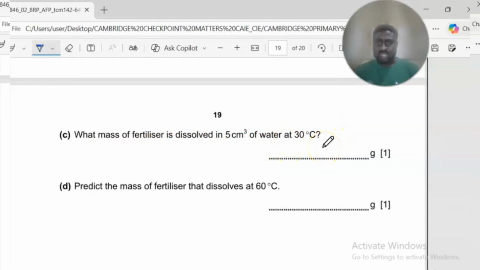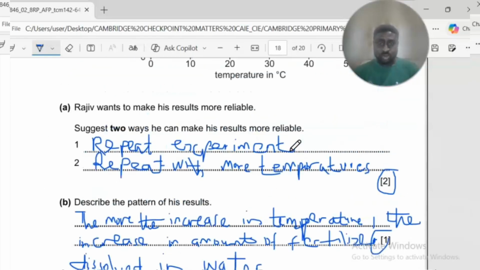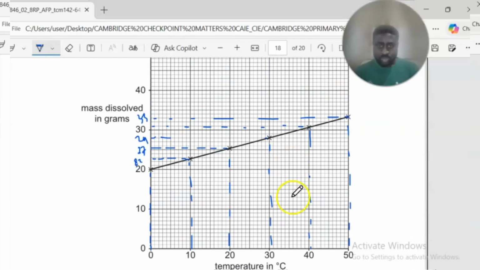So the idea here is for you to go back to the graph, then you trace from the temperature axis, which is the horizontal axis, to the vertical axis where the mass is represented, and take your reading. So this is how to go about it. Go back to the graph. Now you pick from 30 degrees centigrade and trace. That's why I used broken lines earlier.